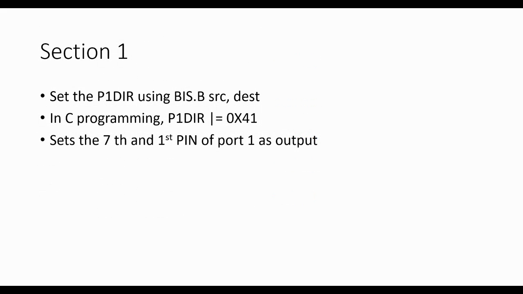Sets the 7. Is it the 7 or the 6? Okay, I'm sorry. If this is the first bit, second bit. Okay, so if there is a byte, and it's not 0 index, then it's a 7. The least significant bit and the second most significant bit are set as output. Again, if you do not declare this as output, that means you cannot use this pin as output.